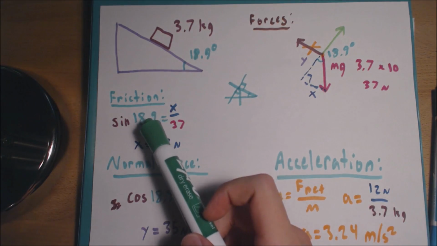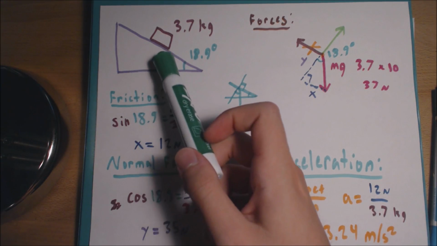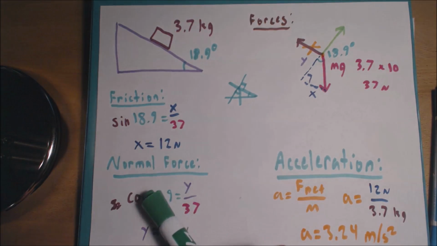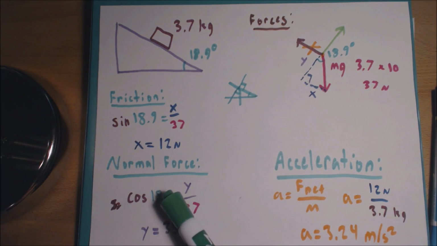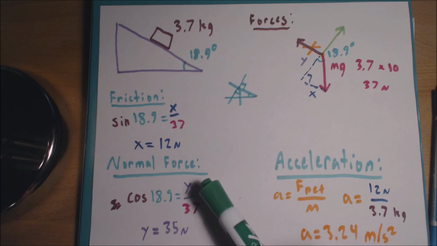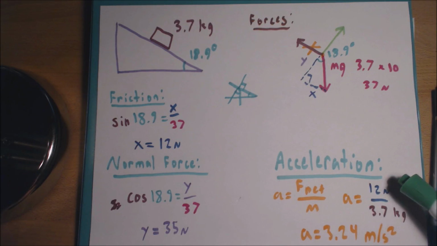We want to calculate the force provided by the friction, since this block is motionless, and we want to calculate the normal force between the block and the ramp. In addition to that, we are also going to calculate what the acceleration would be if this was a frictionless surface.